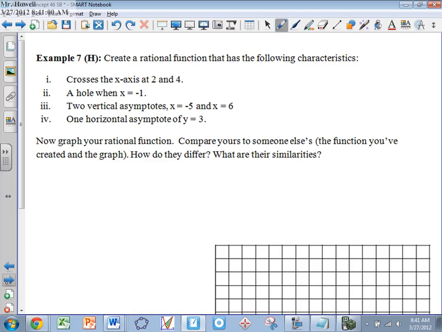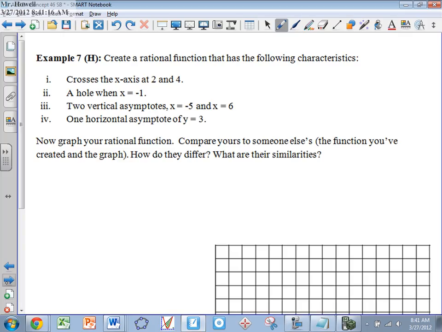A hole at negative 1. Is that what yours says already? No. Okay, so change that to a hole at negative 1 then, please. The vertical asymptotes, are those different also? I have negative 5 and 6 here. Check yours to make sure it's the same.